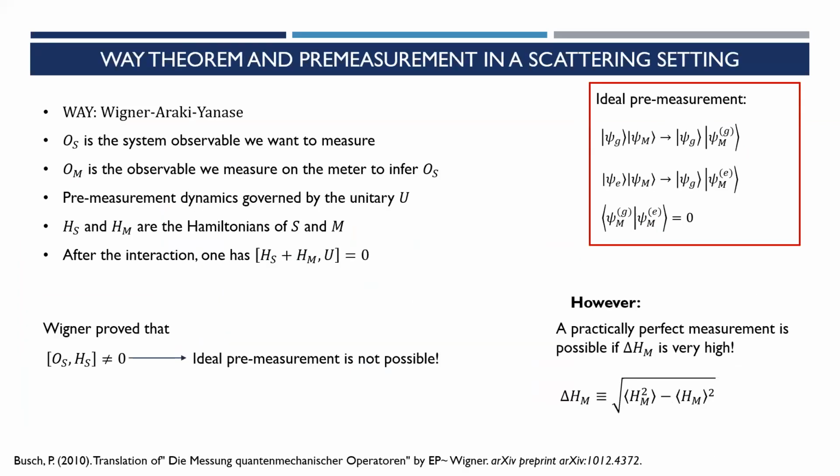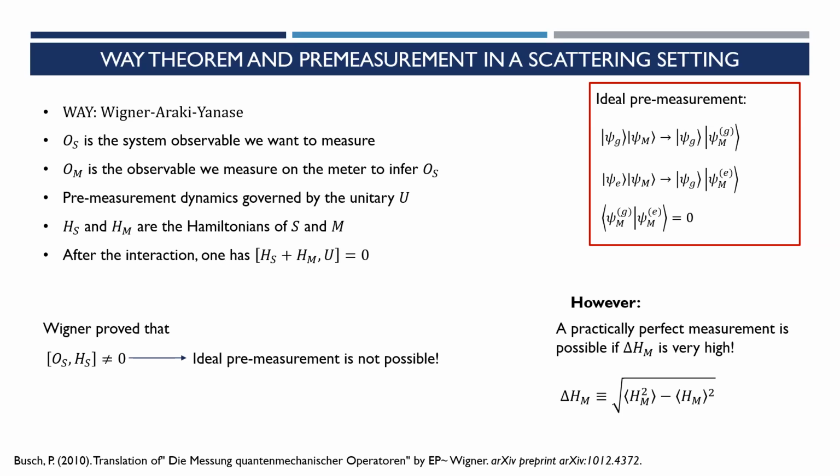So a long time ago, Wigner had the same idea. And he studied a system similar to this one, in which there is a system and a meter. And what he showed is that if you take all these assumptions, so you have an observable for the system that you want to measure, an observable for the meter that you use to infer what was the value of the observable on the system. You say my dynamics, I call it U. I have the two Hamiltonians of the system, and this is some sort of scattering dynamics. So what happens is that at the end, total energy is conserved.